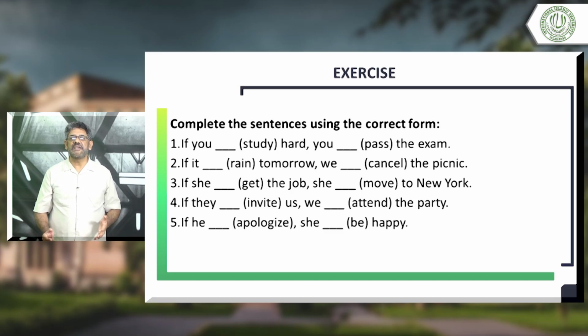Next, if he apologizes, she will be happy. If he apologizes, she will be happy. Look here, in the first part of the sentence, the condition is there. Based on the condition, there is a result. That's why we call them conditional sentences.